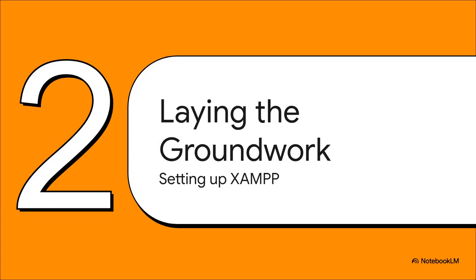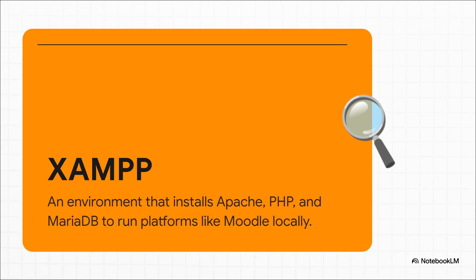Okay, so to run a PHP application like Moodle on our own personal computer, we first need to make our computer act like a web server. And for that, we're going to use this fantastic all-in-one package called XAMPP. XAMPP is basically a magic toolkit that bundles everything Moodle needs to come alive. It gives us Apache, that's the web server software, MariaDB, which is the database that's going to store all our course info, and of course, PHP itself, the language Moodle speaks.